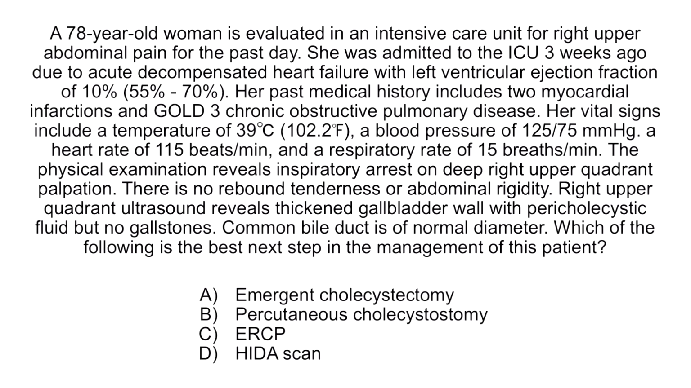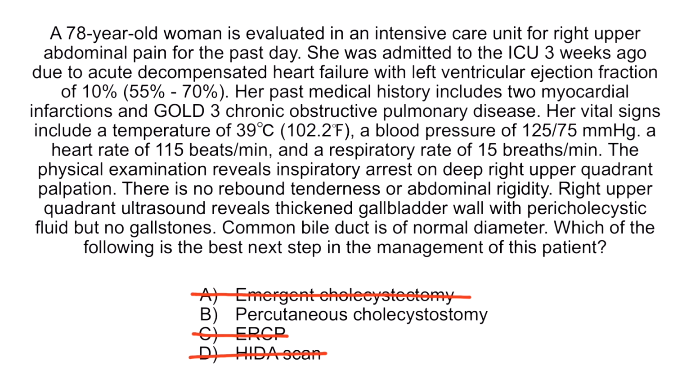Let's discuss why other options are incorrect. Option A is incorrect because this patient is at high risk for surgery. Therefore, cholecystectomy can compromise her clinical status even further. Option C is incorrect because endoscopic retrograde cholangiopancreatography, also known as ERCP, is used for cholelithiasis and acute cholangitis. This patient's common bile duct is of normal diameter, making both cholelithiasis and acute cholangitis less likely.